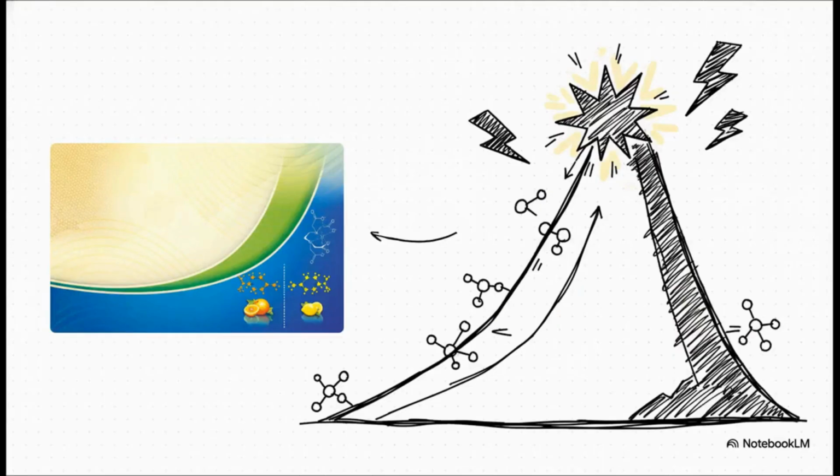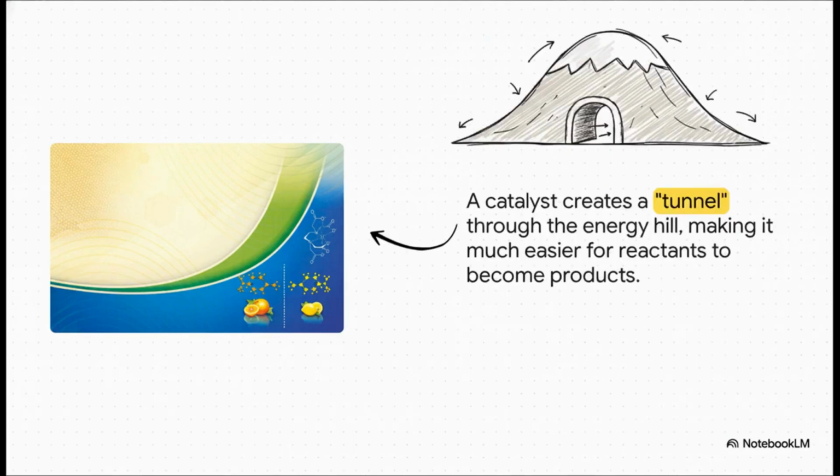Let's go back to our energy hill diagram. So here's our original path, without any help. See how high that hill is? That's the big energy barrier the molecules have to overcome on their own. And now, look what happens when we add a catalyst.